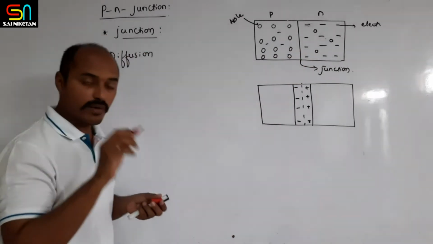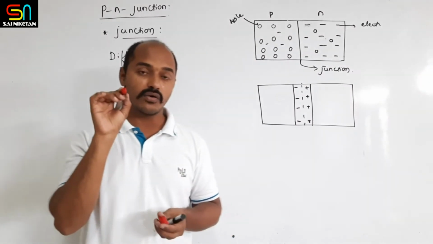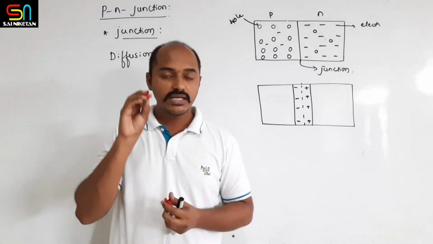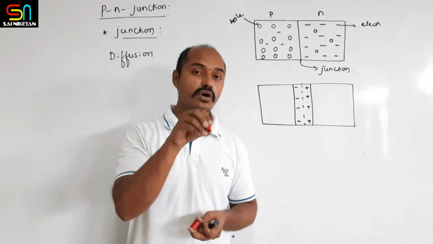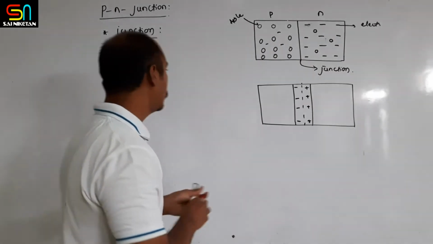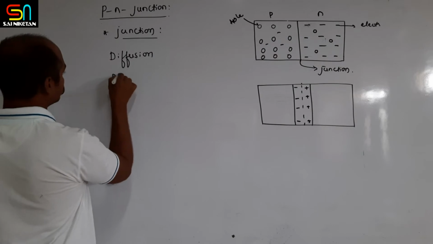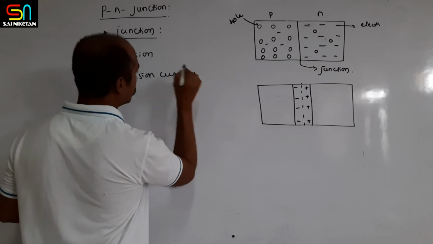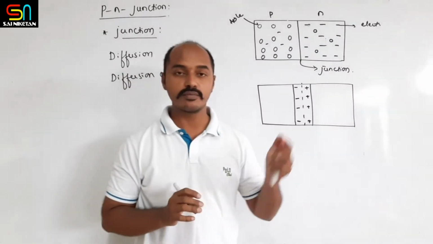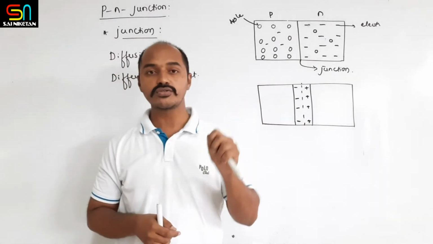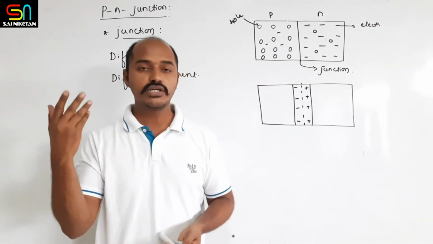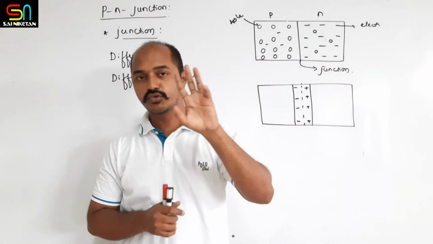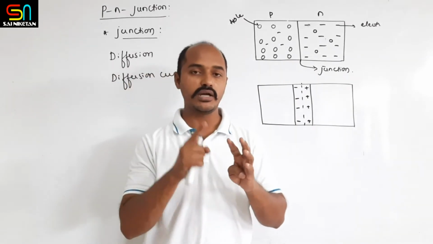This current is developed because of the movement of electrons from n to p, or you can say current developed because of diffusion of electrons. This is called diffusion current. So diffusion current is the current induced in the semiconductor because of diffusion of electrons. What is diffusion? Diffusion is nothing but the movement of electrons from the n region to the p region. So these two terms we have learned here: diffusion and diffusion current.